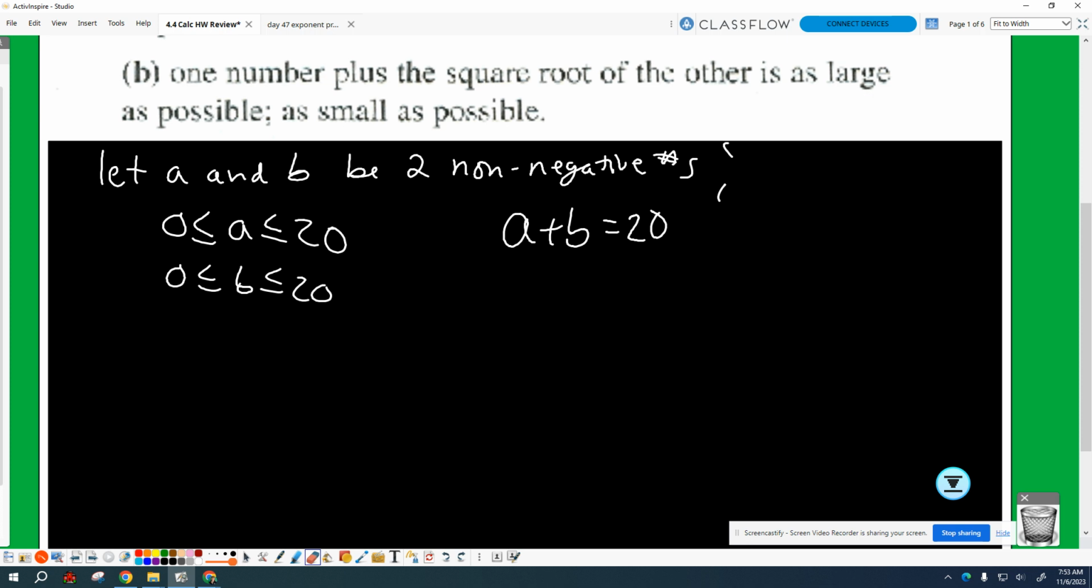Lily, what would we set up as an equation for that? One number plus the square root of the other. Just write like A plus root B equals sum. Equals maximum sum, pick a letter.